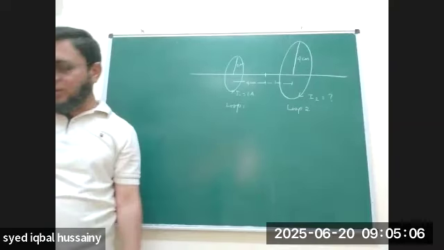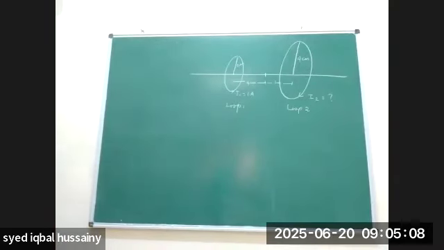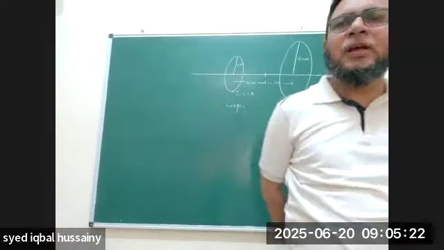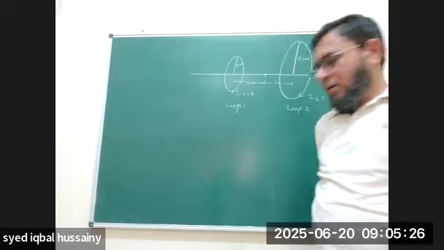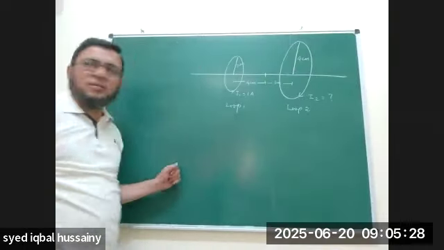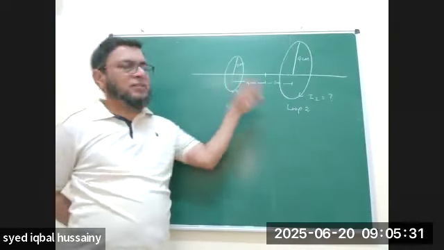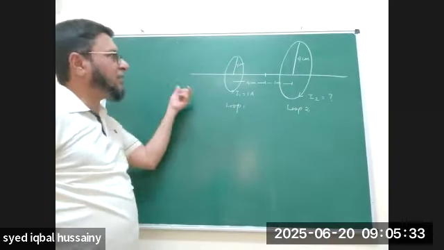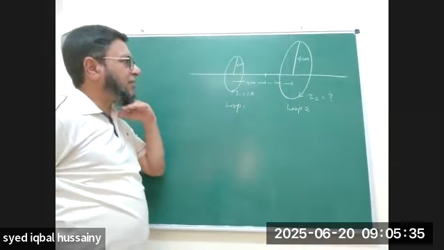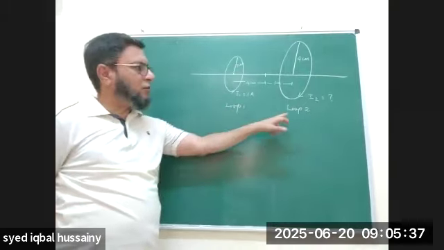Loop 1, loop 2. Is the diagram over? Yes, sir. Then what is the question they're asking? So, two coaxial loops are placed like this along the x-axis. This is loop 1. This is loop 2.